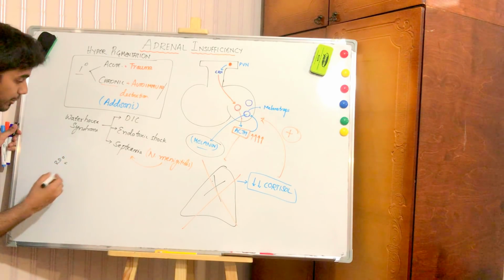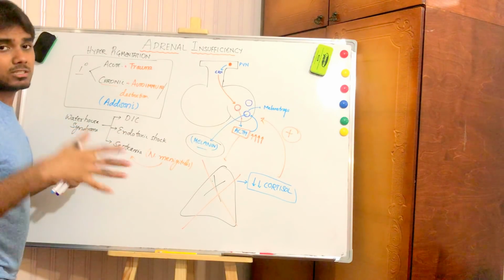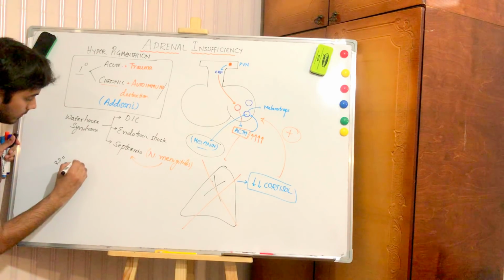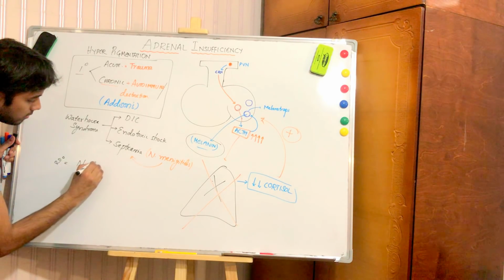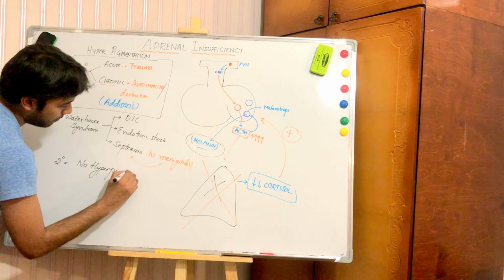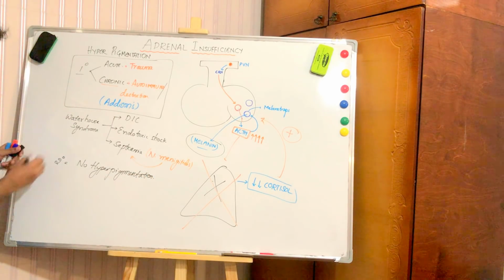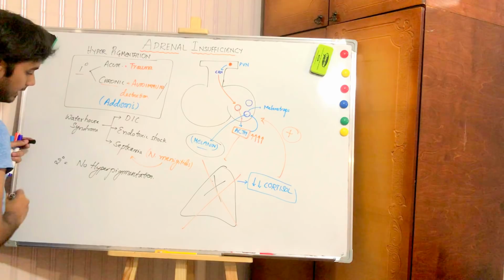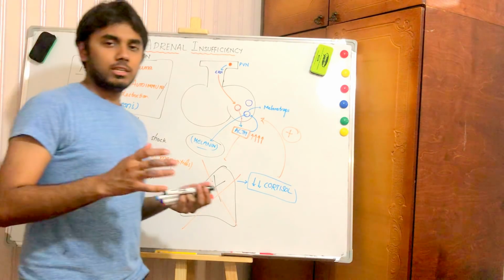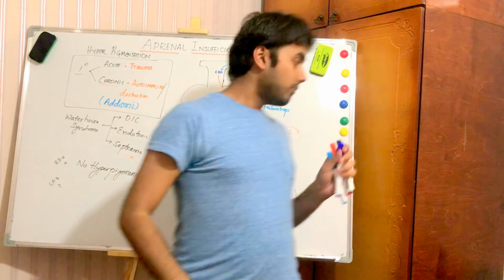Secondary adrenal insufficiency is due to anterior pituitary trauma or decreased production of ACTH in any way. So in secondary, there is no hyperpigmentation, right? So yeah, in secondary there is no hyperpigmentation. What is tertiary? In tertiary, there is no problem with the pituitary gland, there is no problem with the adrenal gland.